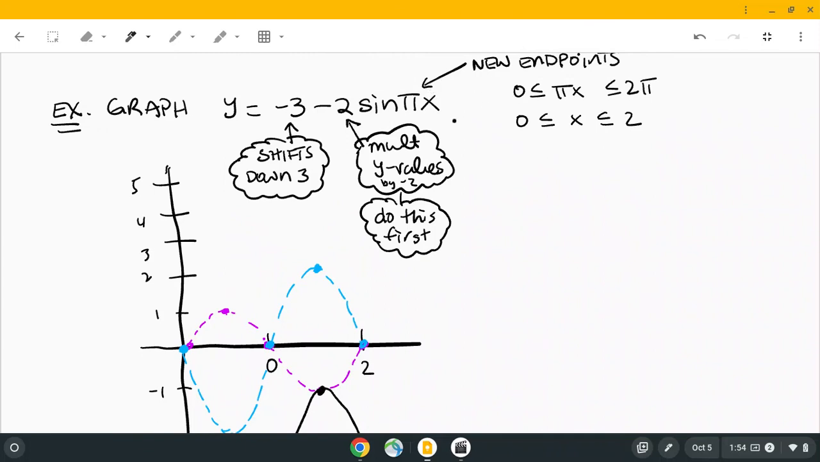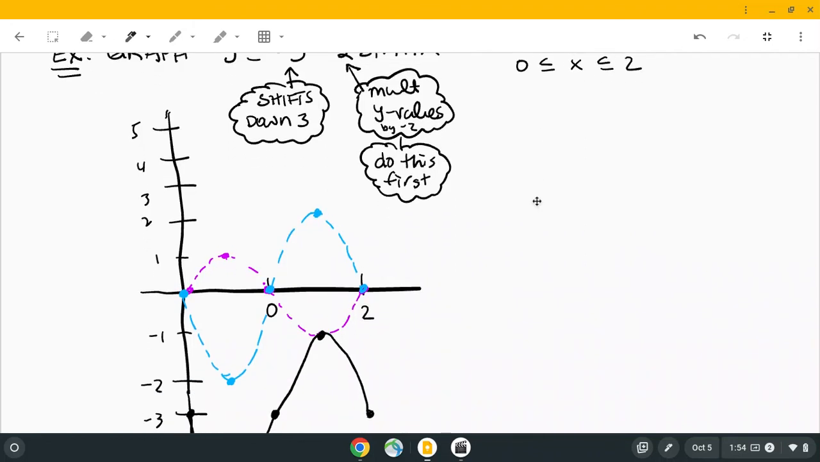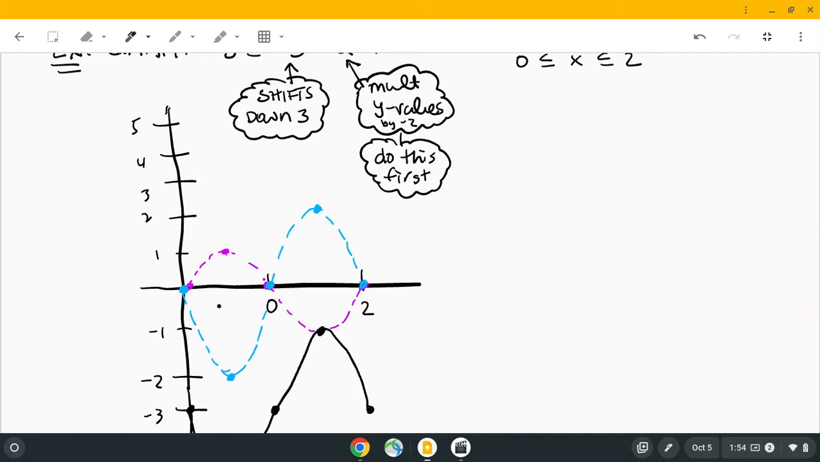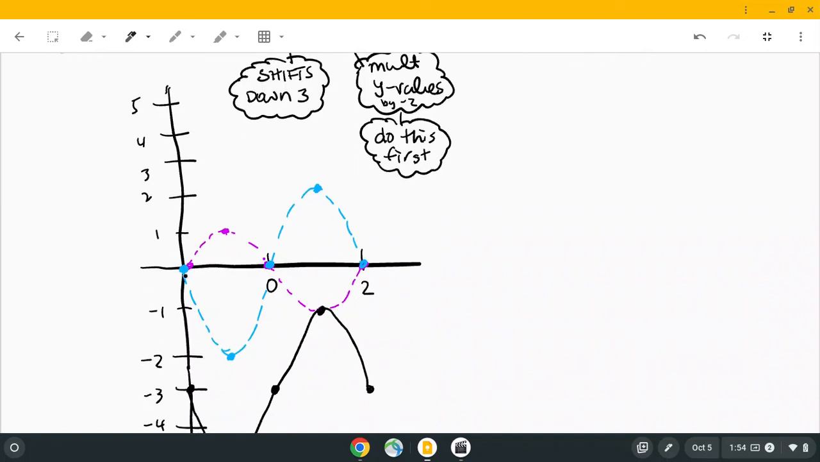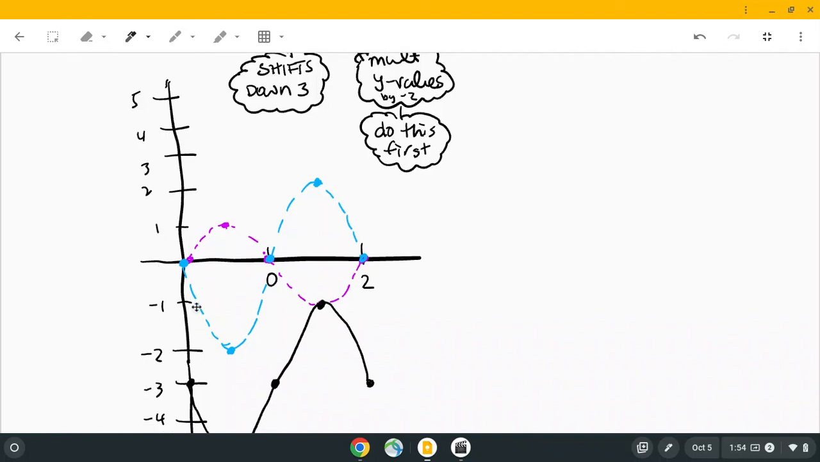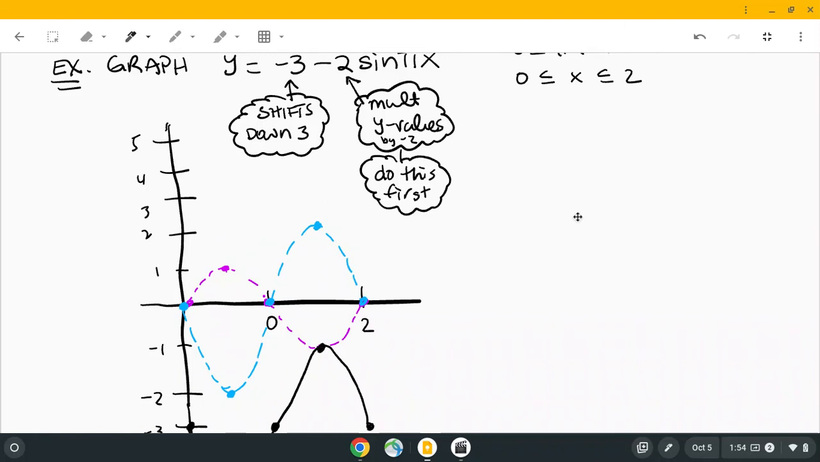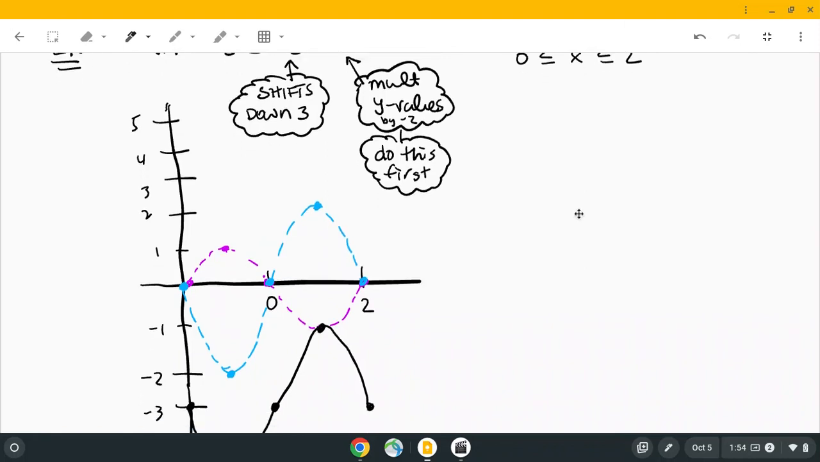So that's really all you do. When you're messing with the angle, you're still going to have this basic shape. It's just that you're changing where you get this one wave from. Instead of going from 0 to 2 pi, it's from 0 to 2. Okay? All right.